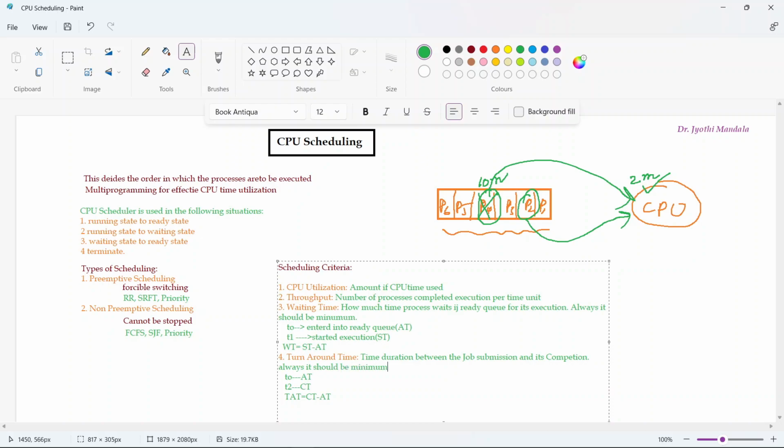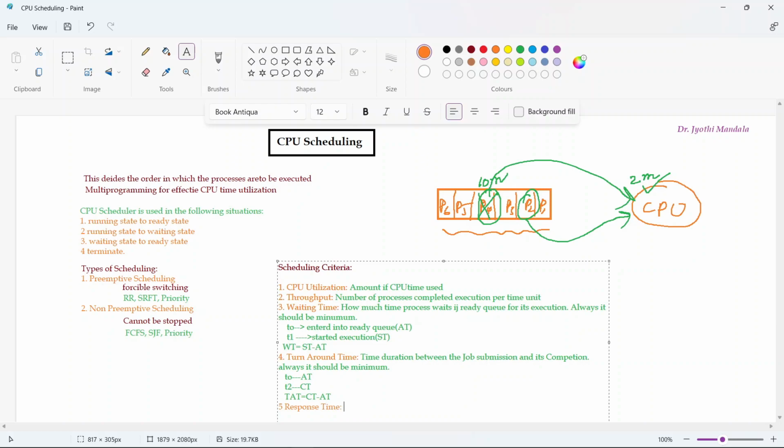Whichever algorithm gives less time to finish its execution is called the best algorithm. So the turnaround time should be less and the waiting time also should be less, then only that algorithm is said to be the best if you are comparing between algorithms, right? So let us understand the last criteria, which is called response time. What is this response time?